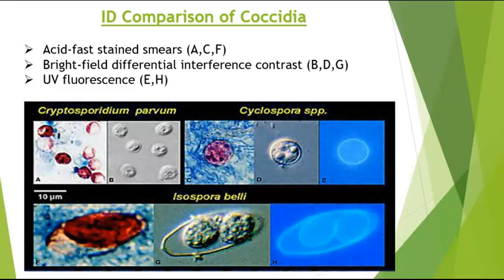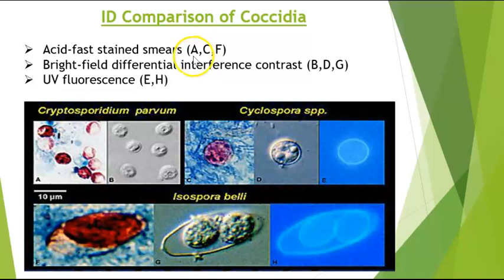So this slide is just showing a good comparison of some of our Coccidia species using different methodologies for ID. This is our Cryptosporidium. It would be our smallest. Here's our little scale, our 10 micron scale. Here is Cyclospora, and then down here is Isospora, or Cystoisospora is what it's called now.